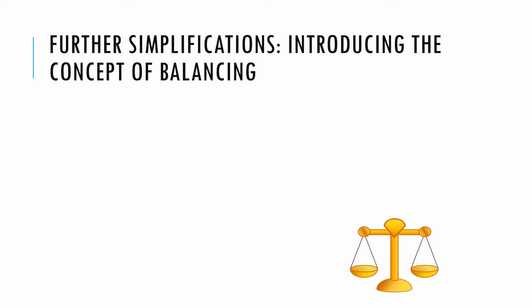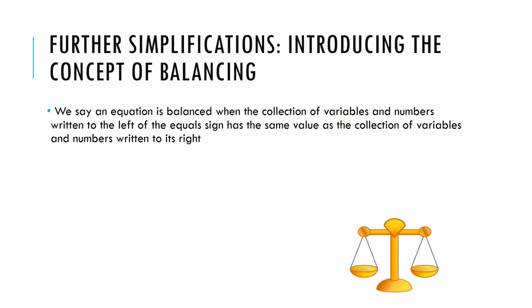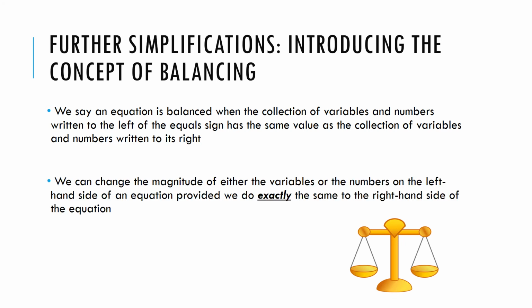Okay, so we can expand upon this notion of simplification by introducing the concept of balancing an equation. Now, an equation is balanced when the collection of variables and numbers on the left-hand side of the equation equals and has the same value as the collection of variables and numbers on the right-hand side of the equation. But importantly, we can play around with the magnitude of these variables on any side of the equation, the left-hand or the right-hand side, providing we do exactly the same to the opposite side of the equation.